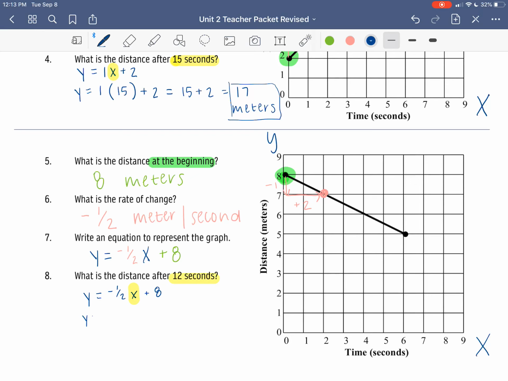So I'm going to say y equals negative 1/2. When I substitute, I'm going to use parentheses, 12 seconds plus 8. And now I'm just basically simplifying. So negative 1/2 times 12, use a calculator if you need to. That's the same as dividing by negative 2, would be negative 6 plus 8 is going to be positive 2, and we're solving for meters. So after 12 seconds, we would be 2 meters away from whatever we're measuring as kind of our home base.